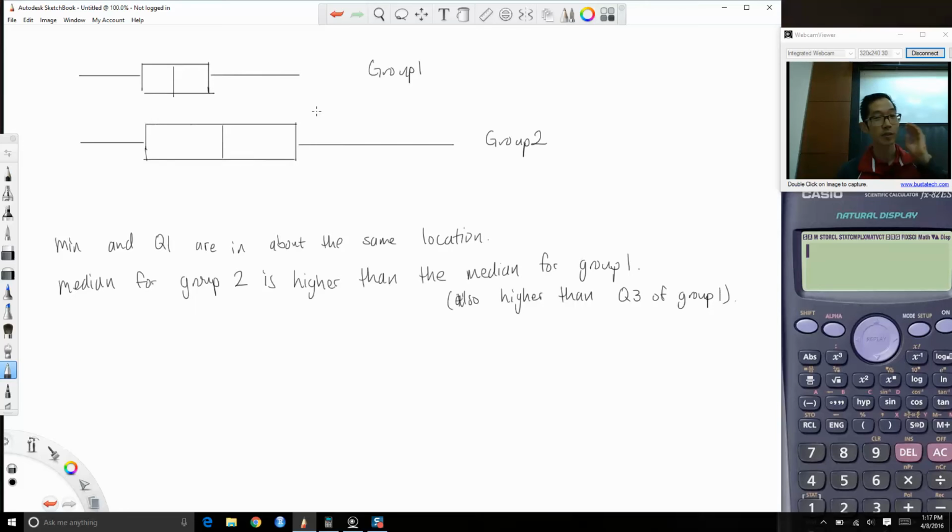Okay, and so just comparing these, we see Q3 of group 2 is right around where the maximum of group 1 is. Okay, and stuff like that can happen. So just from looking at box plots, you can get a good sense of where the data lie.